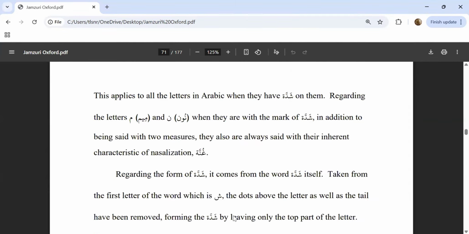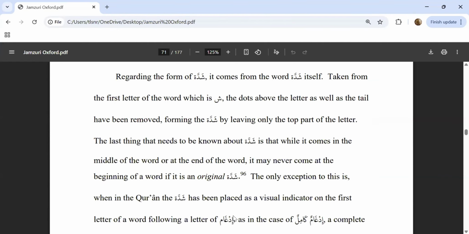All right, so as we continue, as I said, this applies to all the letters in Arabic when they have a shadda on them. But because of the letters meme and noon, when they have the mark of shadda, in addition to saying that sound with two measures, we say it with the inherent characteristic of ghunna. So very simple. Thumma, anna, amma.